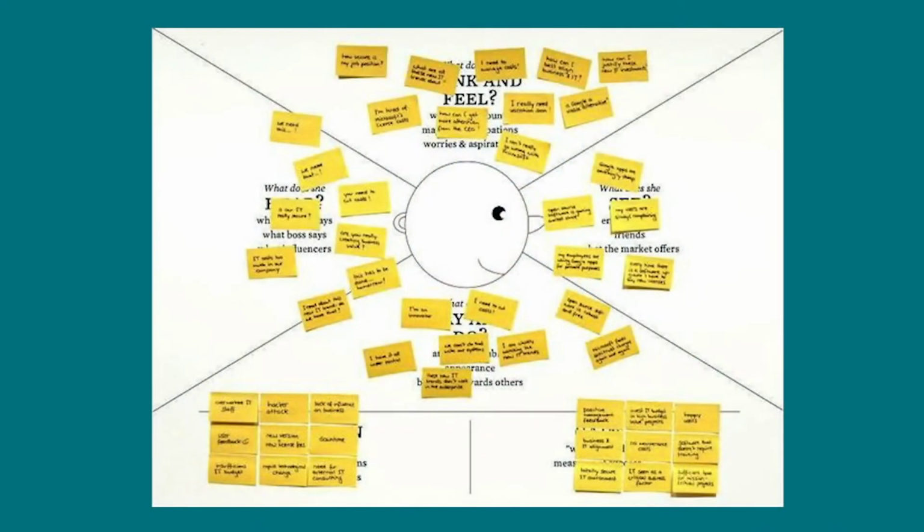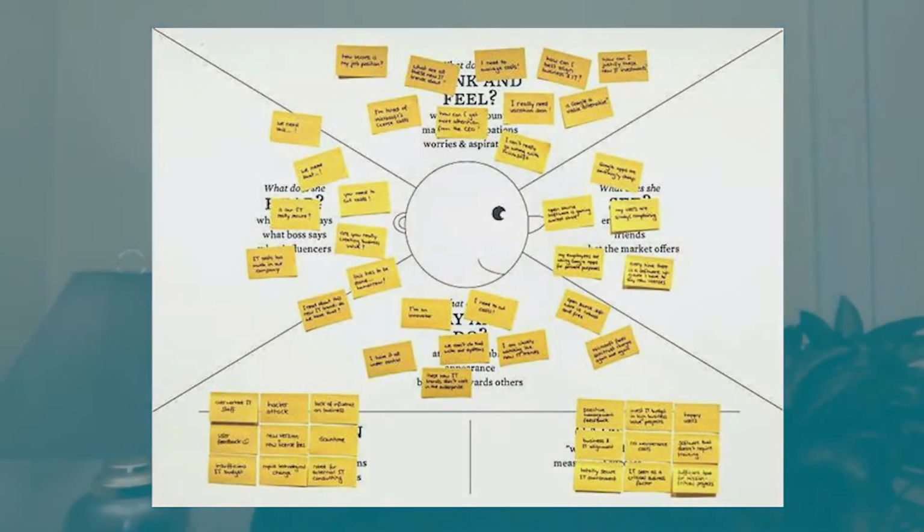Once everyone has created sticky notes for each of the categories, the team should then collaboratively cluster similar notes in each quadrant. This will facilitate discussion and alignment. Your goal is to arrive at a shared understanding of your user.